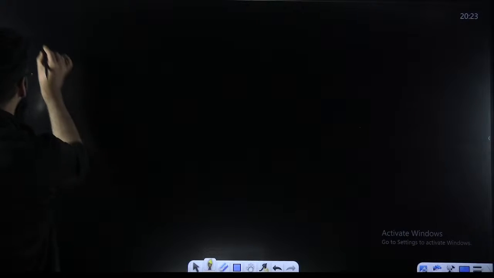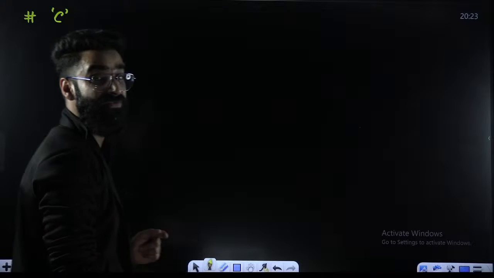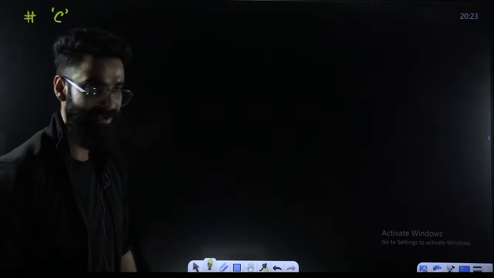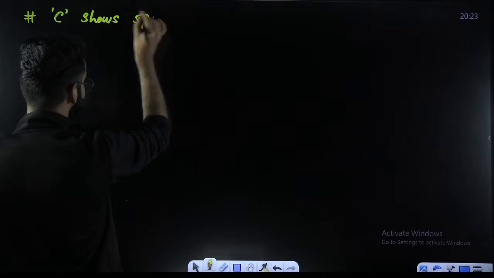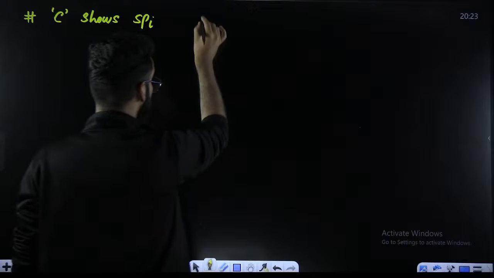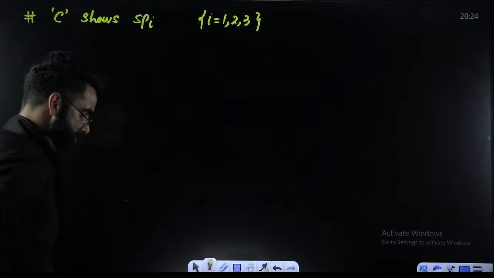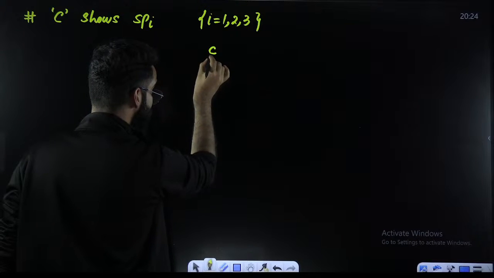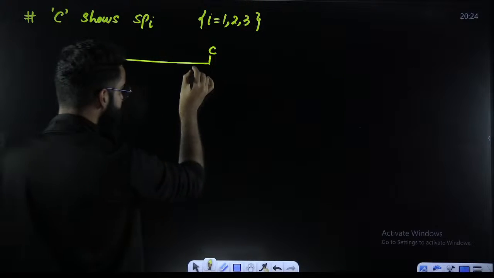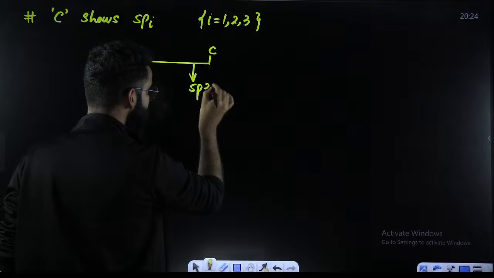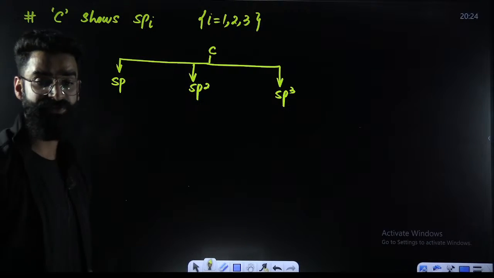Now, my dear students, if I talk about carbon in particular, carbon is the element which you'll frequently see in your organic chemistry, right? Carbon shows sp hybridization, sp2, sp3. So basically, if I talk about carbon in particular, carbon shows how many types of hybridizations? It shows sp hybridization, carbon shows sp2 hybridization, even carbon shows sp3 hybridization, right? These are the 3 hybridizations which carbon shows.